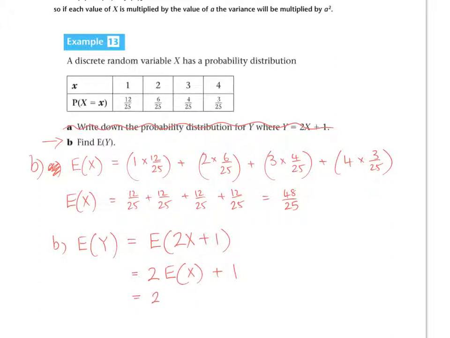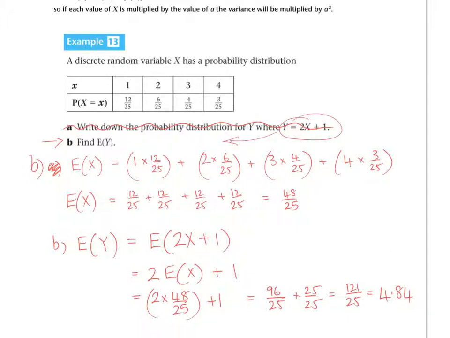So we have 2 times 48 over 25 and then add 1 on to it. So that's 96 over 25 plus 25 over 25. Altogether that is 121 over 25, which is 4.84. Can leave it in either form, it's absolutely fine. So it's just that second bit that I wanted to do, given that we had that relationship there. That's all I'm interested in, applying that rule.